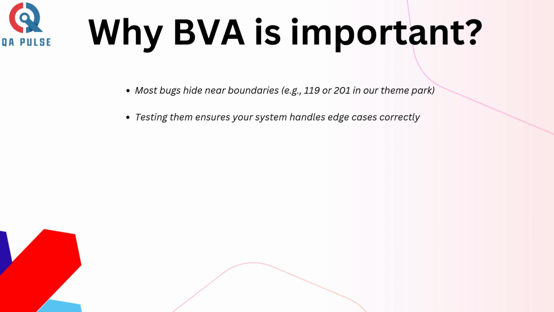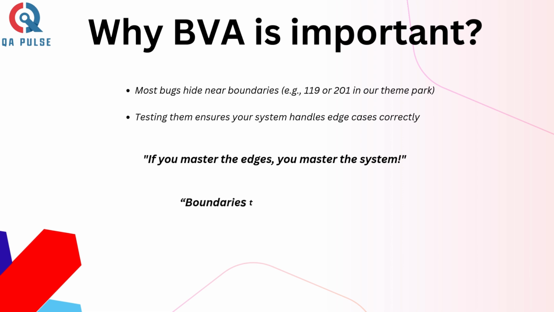Remember, if you master the edges, you master the system. What does it mean? It means that thoroughly testing the boundaries of a system gives you confidence that it will work reliably. By focusing on these critical points, you can catch many potential issues without having to test every single input. So always remember, boundaries tested, bugs arrested.